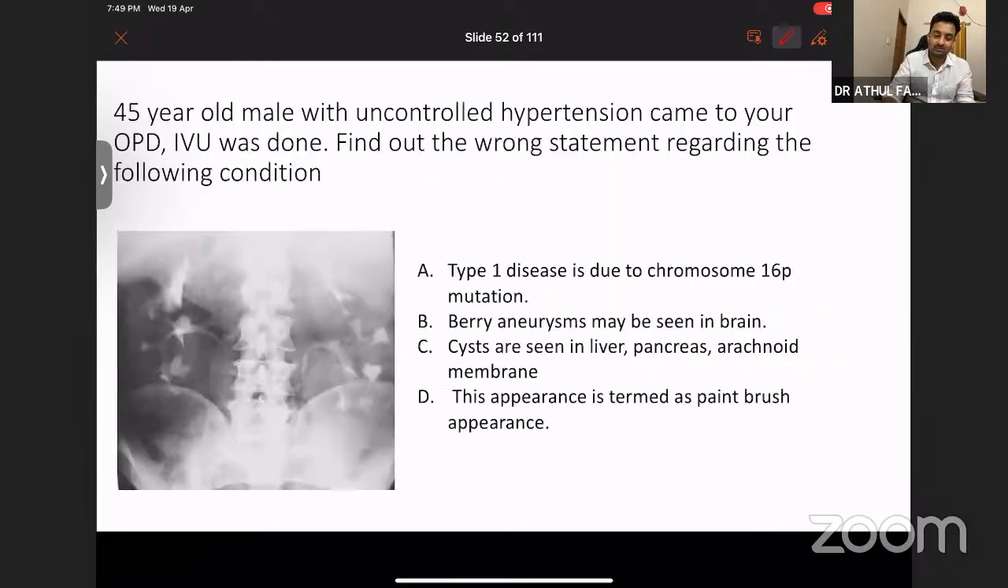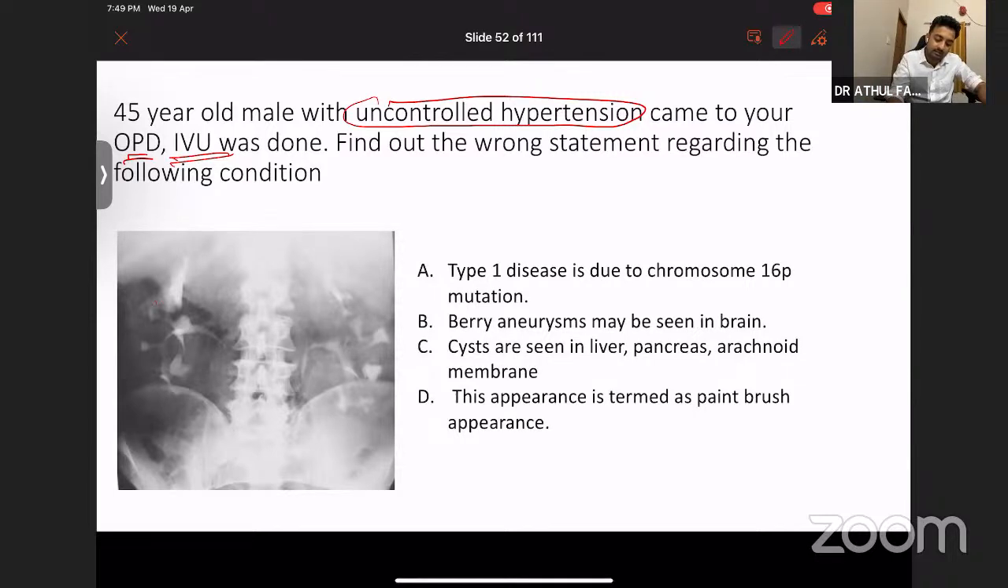So this is another classical spotter, okay? A 45-year-old male with uncontrolled hypertension came to your OPD. You are running an intravenous urogram. You inject the contrast, you take an X-ray image, and you get an intravenous urogram image. What is wrong about this condition?